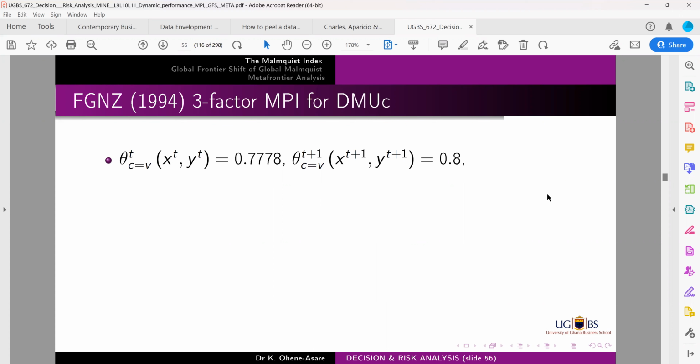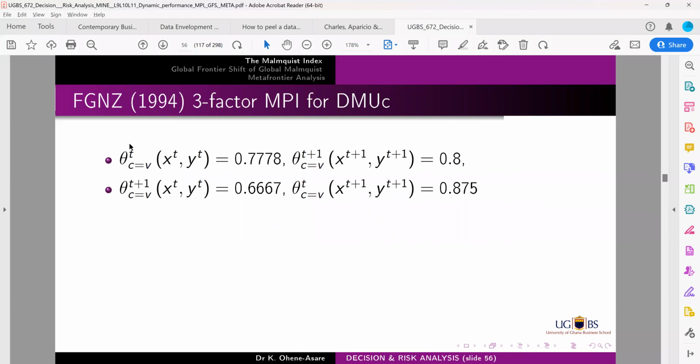And I want you to note something very important here. Note that the constant returns to scale score in this very example is the same as the score for the variable returns to scale. It's just coincidental that the score of 0.7778 is the same under CRS and under VRS. Keep that in mind. It's just coincidental for this data set. Normally in real life, it's not the same. In all of them they were the same because the data was just 3 DMUs. So take note that C is the same as V.